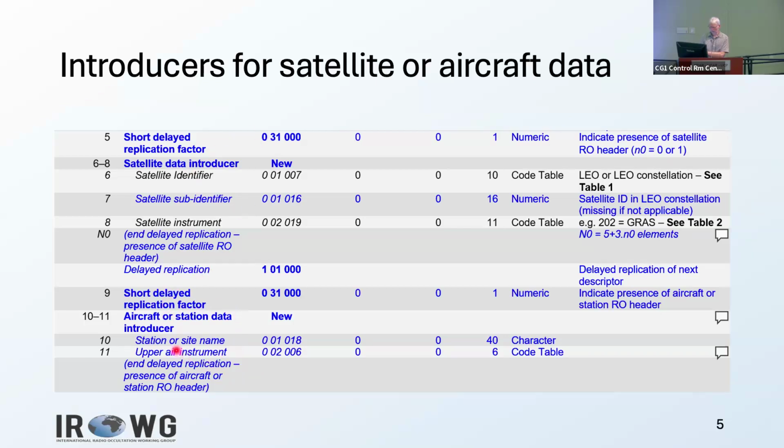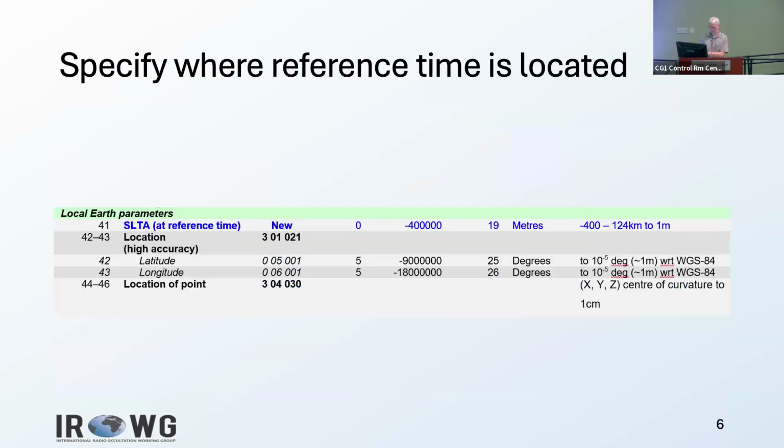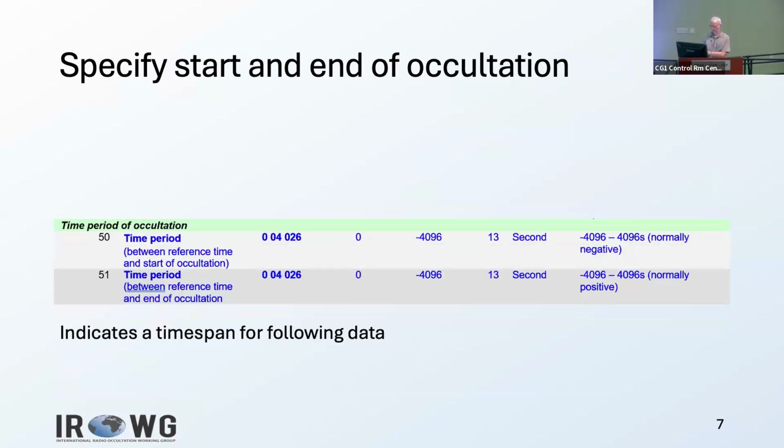down here, have an aircraft or station data introducer. So it's either this or one of these down here. And I say one of these because there is not only aircraft, but also the possibility for a balloon or maybe a mountain receiver in the new BUFR. We have introduced a descriptor of straight line tangent altitude at the reference time in the BUFR. We have specified the start and the end of the occultation, which in this way indicates a time span for the following data.